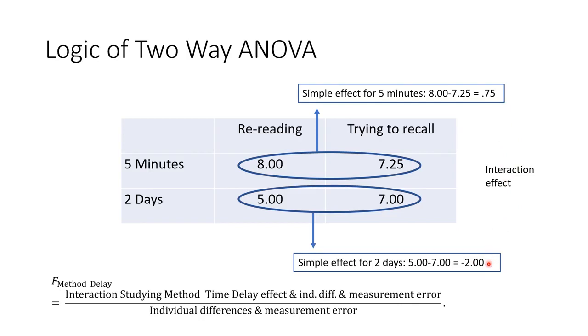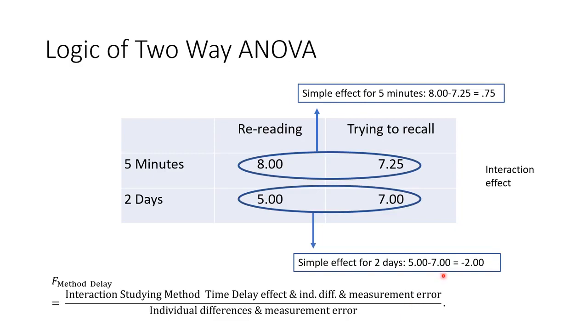These simple effects are different by 2.75. This is 0.75 on the positive end. This is -2. So that means they're different by 2.75. The larger this difference, again, the bigger the F value will be. And again, larger F values will generate smaller P values, which will generate more compelling evidence against the null hypothesis.